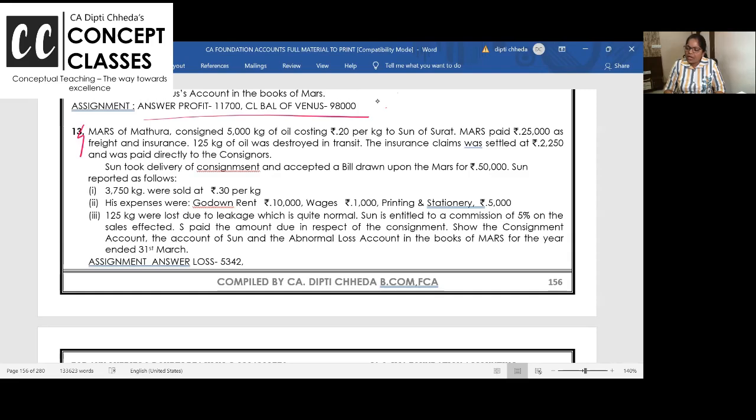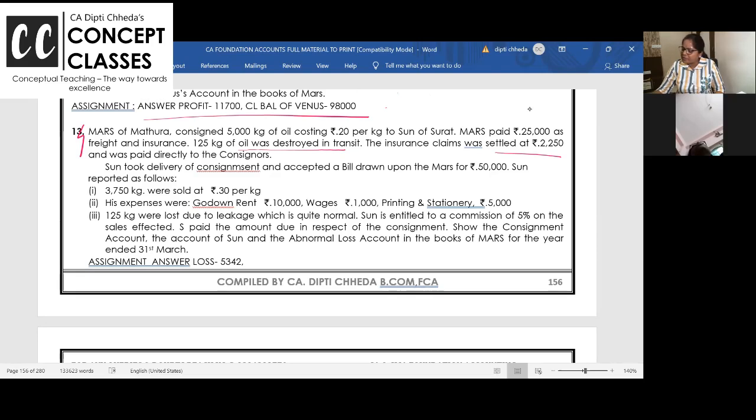Mars of Mathura consigned 5,000 goods kgs and 25,000 they have incurred. 125 is lost in transit. Insurance claim is also there. Okay. For 225, insurance claim is also there.